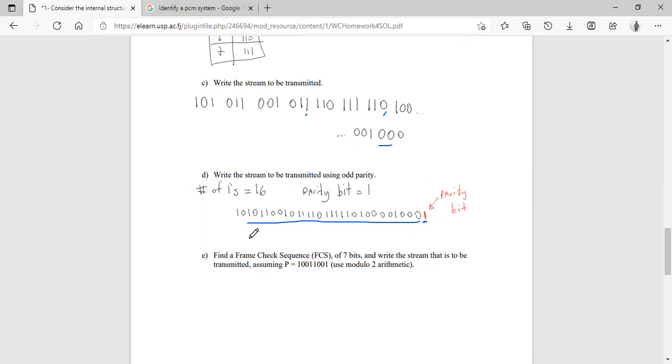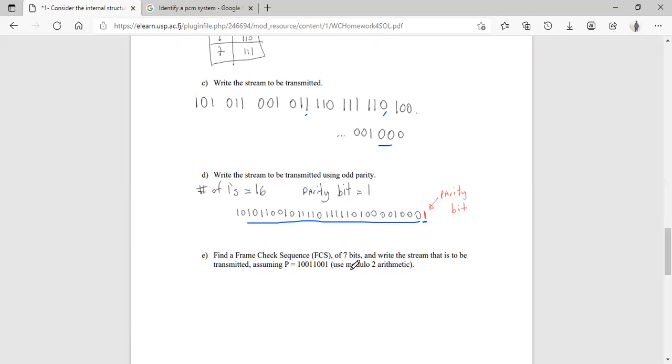Okay. So part E of this particular question, the last part, says find a frame check sequence of 7 bits and write the stream of code that is to be transmitted, assuming T is equal to this polynomial, which we use to perform the calculation on the code that we have.